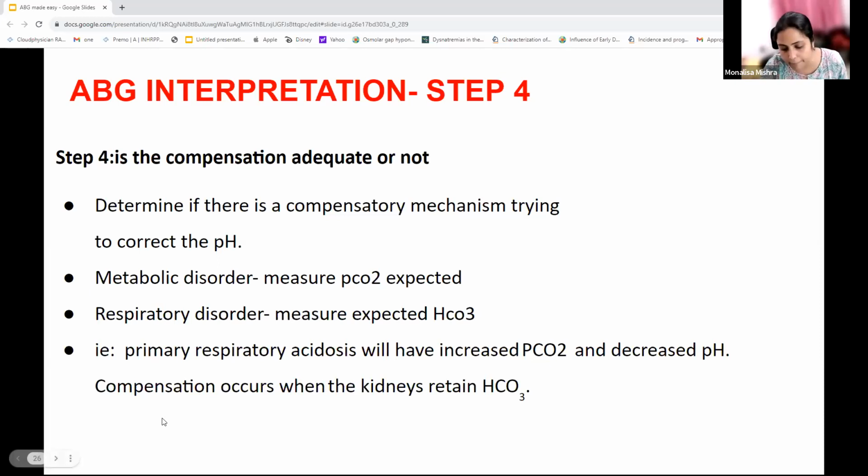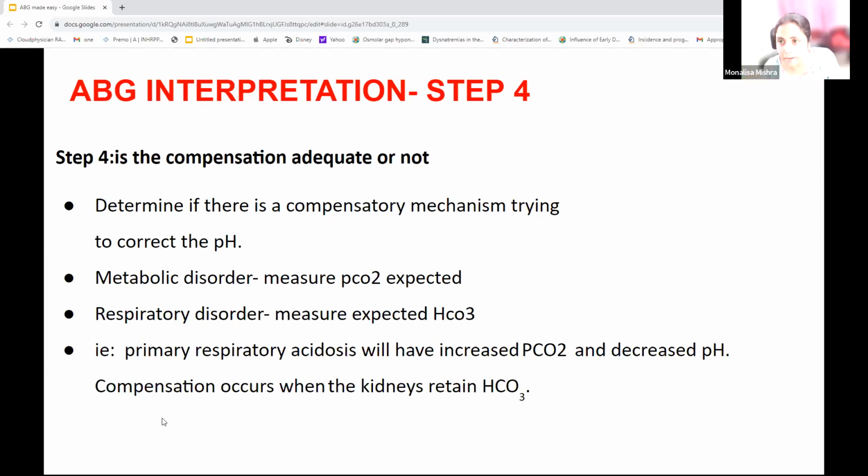If it's a primary respiratory acidosis, that will have an increase in PCO2 and decrease in pH, and compensation will occur. So always remember the two organs which we discussed: the lungs and the kidneys. If the lungs are causing the problem, the CO2 is retained because the lungs are not able to wash out CO2, then the compensation will be done by the kidneys. How will the kidneys compensate? For respiratory acidosis, the kidney will compensate by doing metabolic alkalosis, by increasing the bicarb in the body.